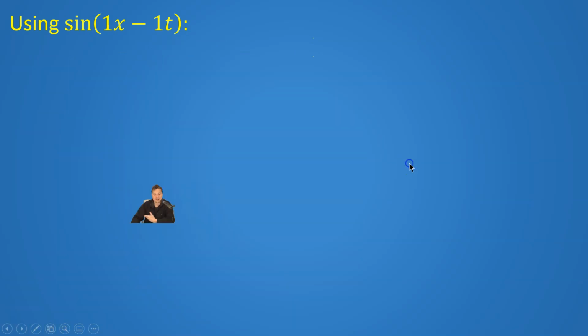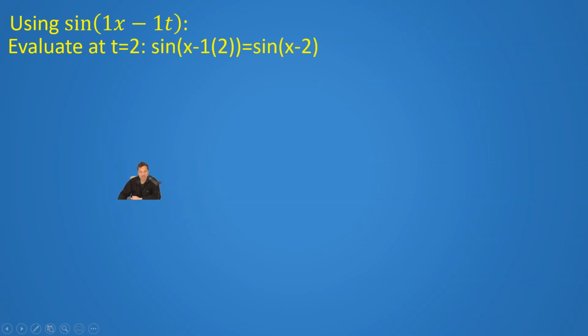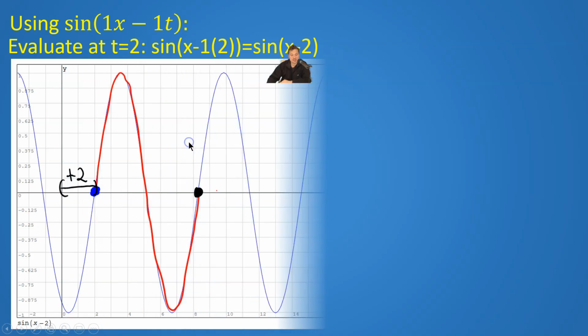Let's continue though, take a look. One more time, we want to really get at the essence of it. So imagine that you now plug in t equals 2. That's going to give you sine of x minus 1 times 2, which is the sine of x minus 2. That's just a basic sine curve shifted 2 units to the right. That's all it is. So when I work this out, take a look.